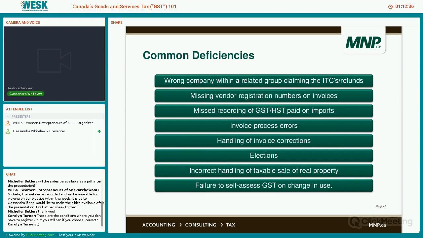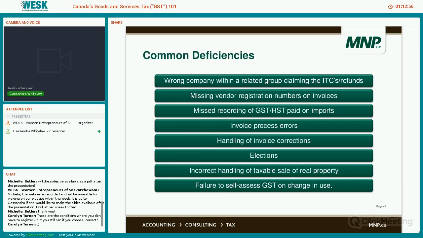Another area that we're seeing the CRA really crack down on right now is elections. Sometimes companies will try and make elections when they're not meeting the criteria. They might miss the filing requirement and try and file the election late when that's not permitted. The other thing that the CRA is really starting to watch out for is the authorized signature on the account.